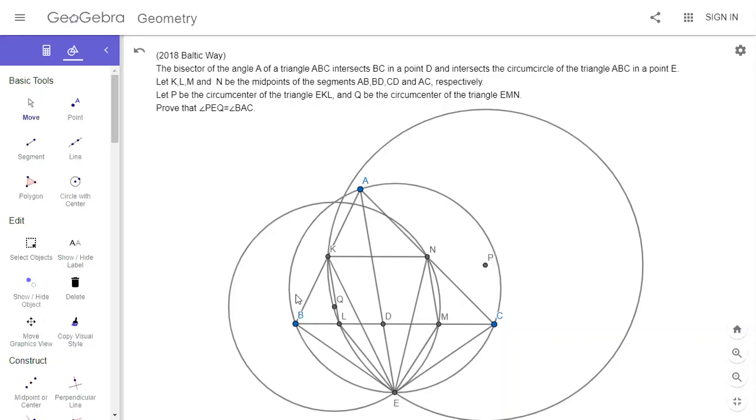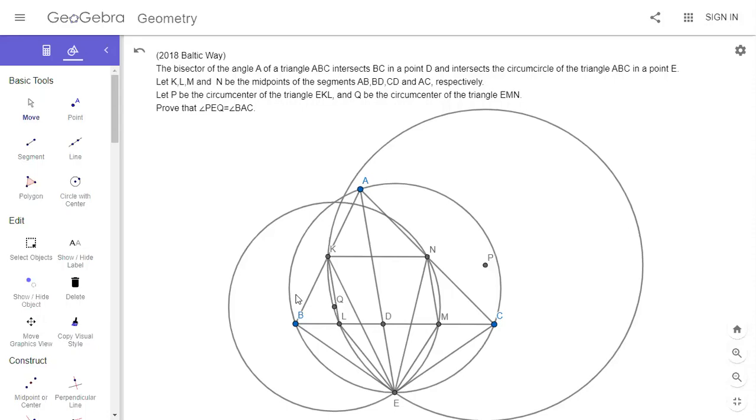Sounds like an angle chase from now on, right? Because PE is perpendicular to BE and CE is perpendicular to QE. You're right. So they're both perpendicular. But yeah, I still wonder how they're both perpendicular.